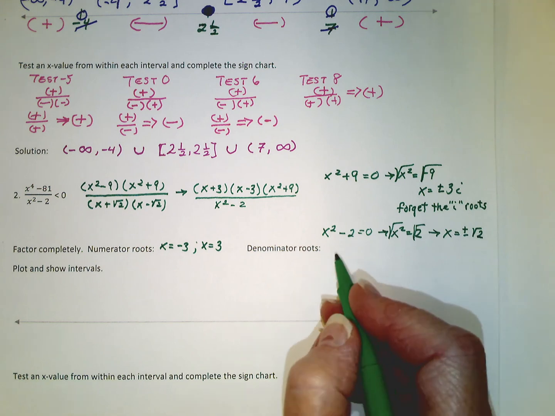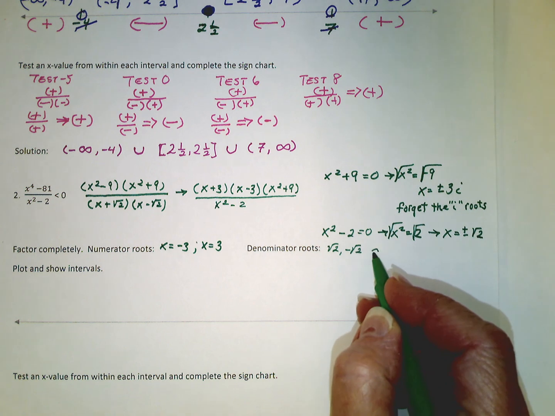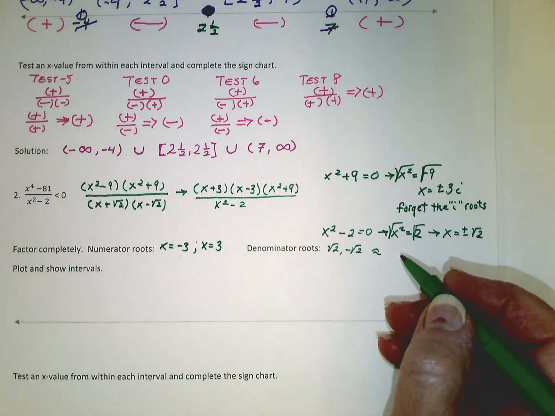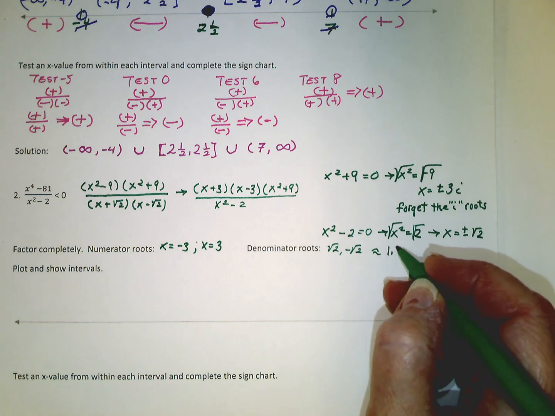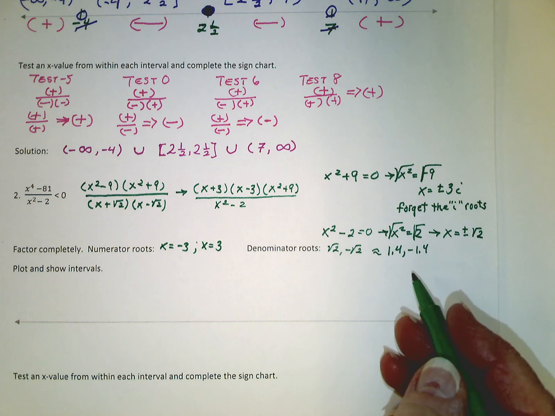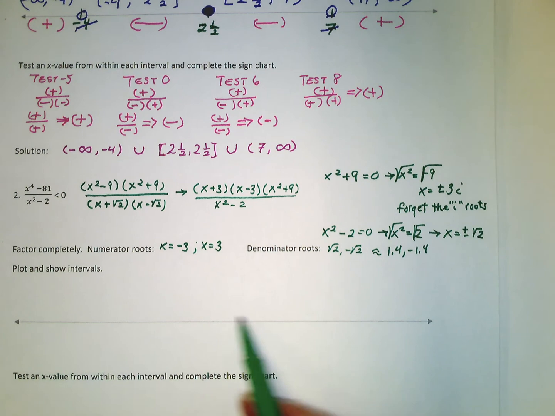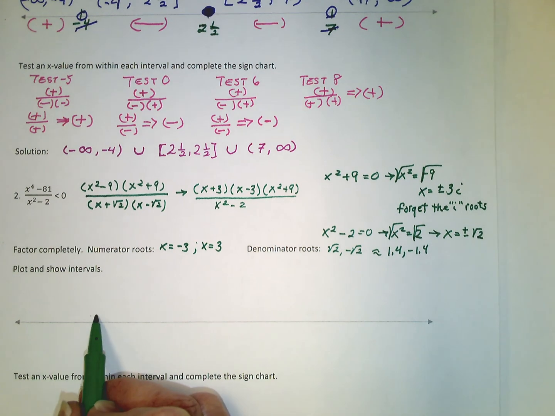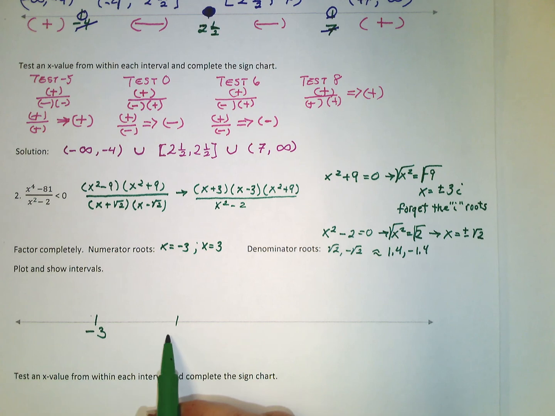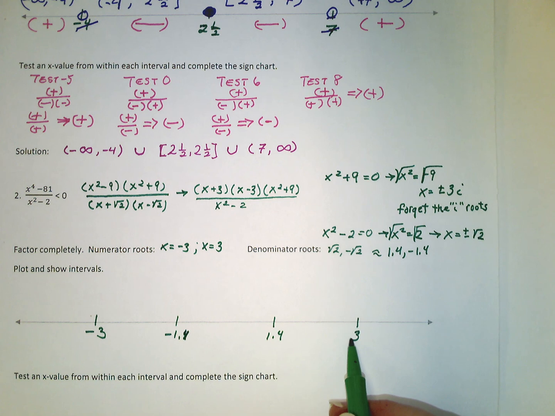The real roots are square root of 2, negative square root of 2. But that's approximately equal to 1.414, which I'm going to round off to 1.4, negative 1.4, so that we can stick them on the number line somewhere. Right now we've got our roots. We can put them on the number line, starting with the lowest, negative 3, negative 1.4, which is representing negative square root of 2, positive 1.4, which is representing positive square root of 2, and positive 3.